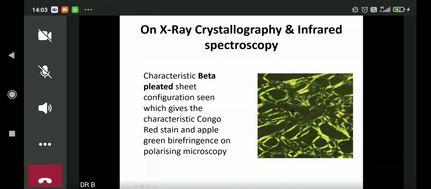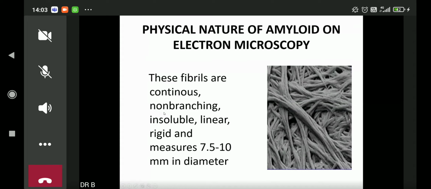So you need to understand when amyloid comes as a question. Amyloidosis can come as a long question, as a short note. It can be asked while you're seeing the gross specimens, or you can see the slides. Every time you get an amyloid case, you will be asked what is the configuration, how does it look on X-ray crystallography or infrared spectroscopy, or what is the physical nature on electron microscopy.